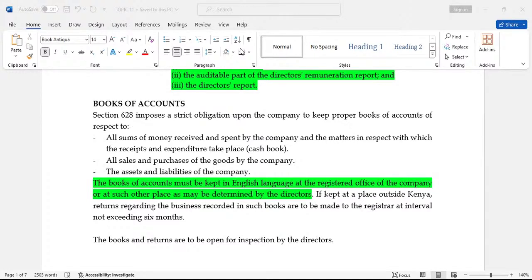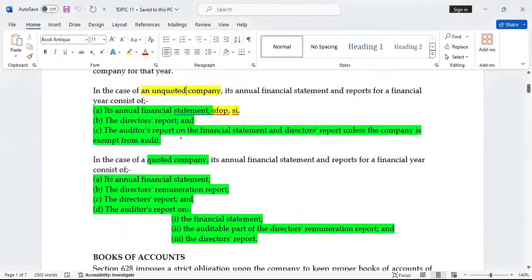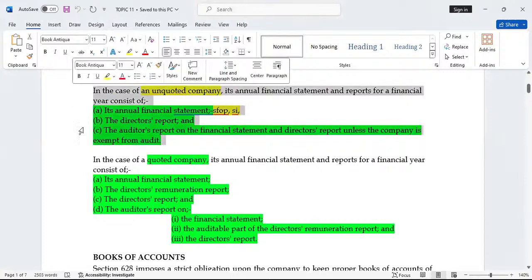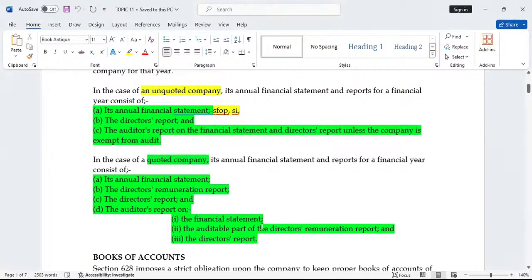But that exemption rule for private companies doesn't apply in situations whereby the private company is involved in, for example, banking or insurance business. So what if the company is not quoted? Which reports should they keep? It is actually indicated here. If it is unquoted, they are these ones. If it is quoted, these ones. Yes, you can see I've highlighted there. So it is a critical area, it must be known because it can be tested.